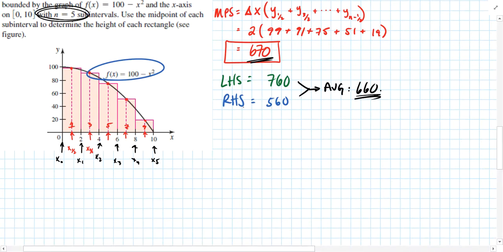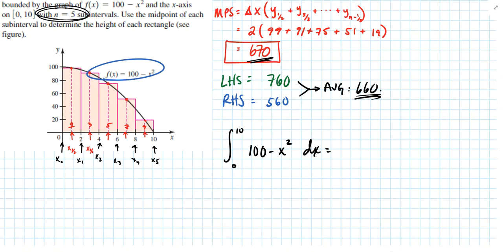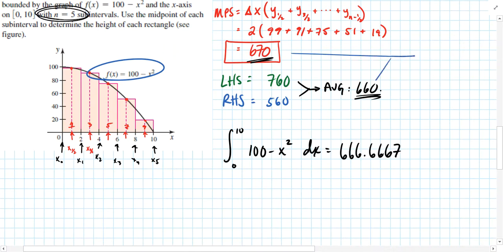And if I were to use precise integration using techniques from later this week, we would integrate from 0 to 10 along the x-axis of the function 100 minus x squared with respect to x. And this result comes out to be 666.6 repeating. So this is kind of an interesting result because our midpoint sum was 670, our average of our left and right-hand sums was 660, and if I were to average those two, we would have 665, and that's awfully close to the actual precise area.